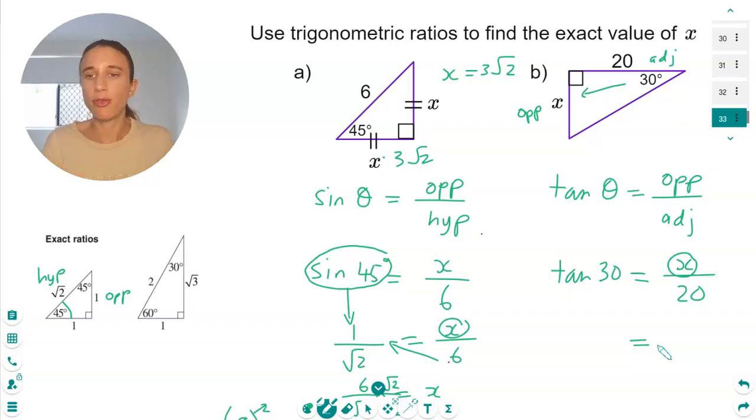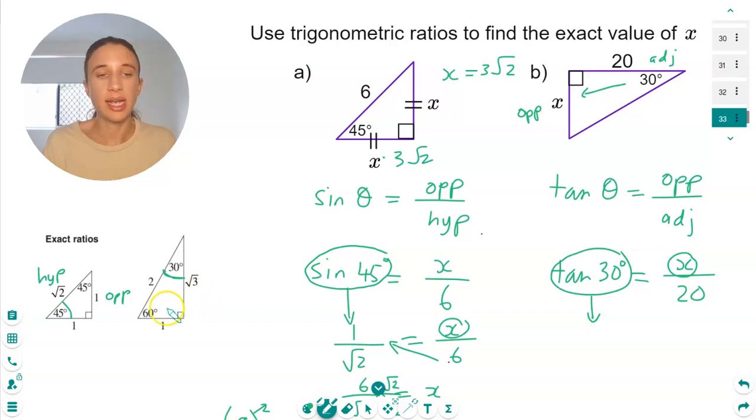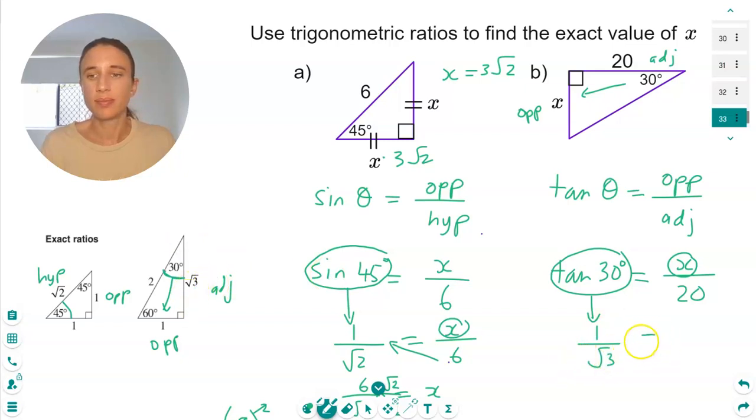Oh, actually, even before that, we're going to use the triangles, okay? We know exact values for tan 30. You should recognize that angle. 30 is in this second triangle, which is great. So we're going to replace it. Tan 30, and we're looking for tan, so we're going to say opposite over adjacent. And what have we got? Opposite is 1, adjacent is root 3, and we've got x over 20.